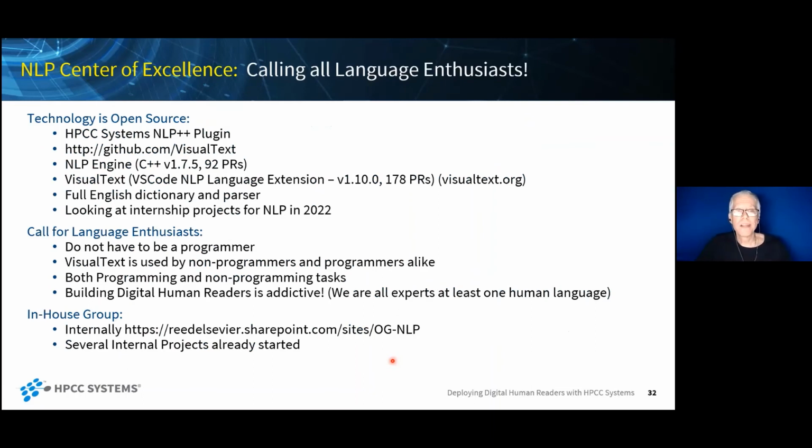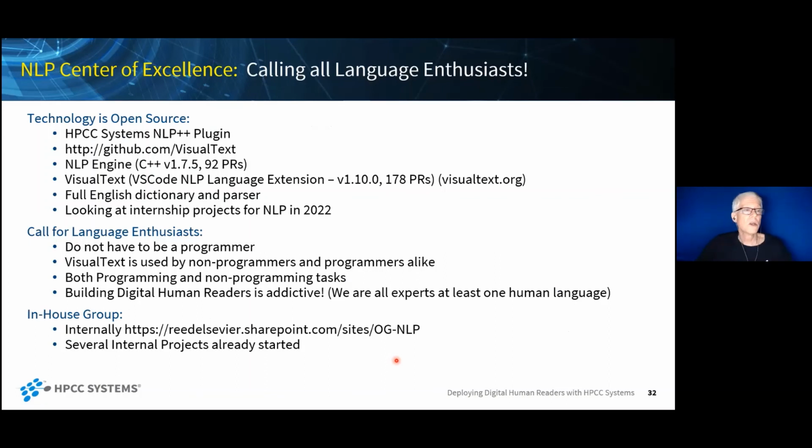Calling all language enthusiasts, that's what I'm doing for all of you people who love language. You don't have to be a programmer. The technology is open source. The HPCC Systems NLP++ plugin is open source. The technology, Visual Text and NLP engines, open source. It's in version 1.7.5. It's written in C++. Anybody can contribute if you want.